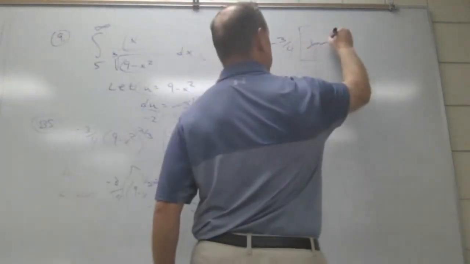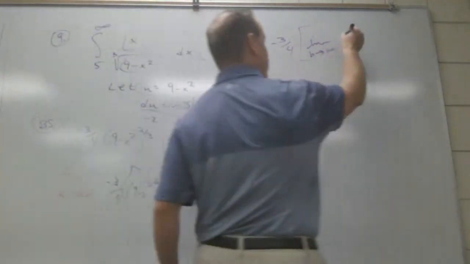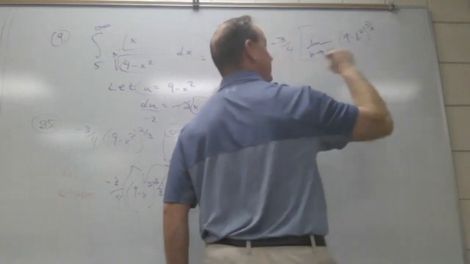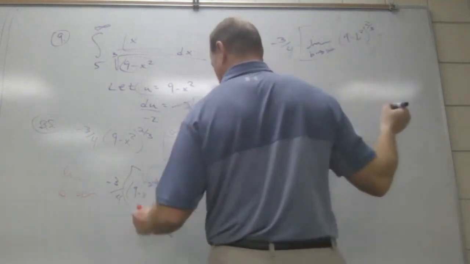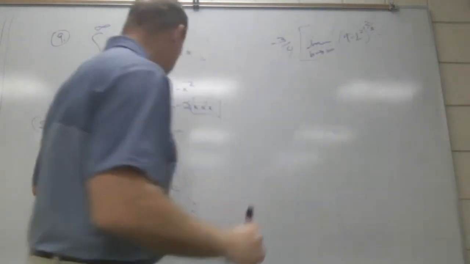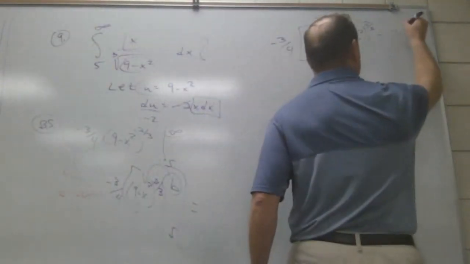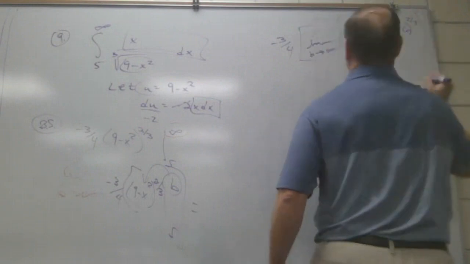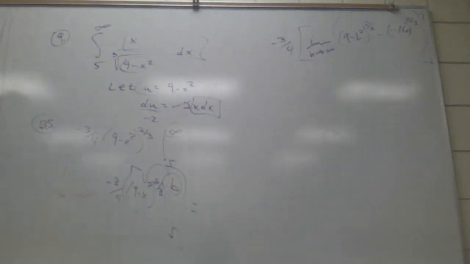So it's going to be the limit as b goes to infinity. Let's see, I can plug a b in first. So it's 9 minus b squared to the 2/3 power. And then minus, plugging in 5 here, 9 minus 5 squared to the 2/3 power. 9 minus 25 is minus 16 to the 2/3 power, right? Was that a minus sign that we had over here or a plus? Is this a minus here? Just double checking.